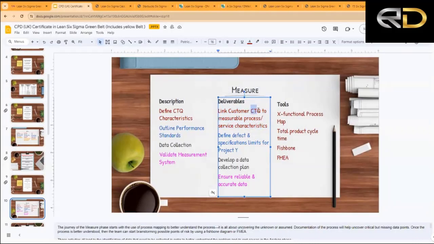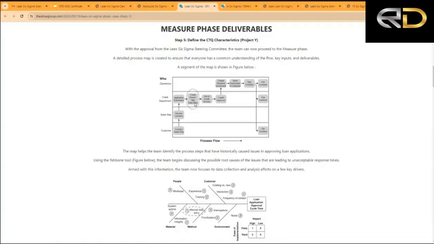The critical to quality, ladies and gentlemen, is that the clients need a faster response, and the stage that is responsible for delaying or causing issues in meeting the customer's critical to quality, or faster response, is the credit check and application data entry.